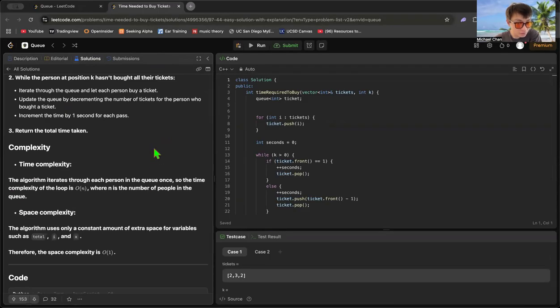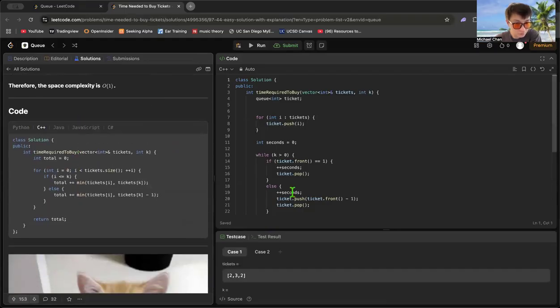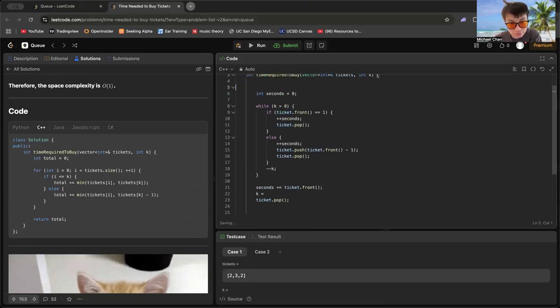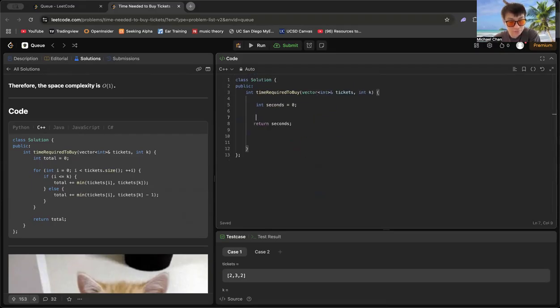Boy, what is this, bruh? Okay, so you don't put it in the queue. And then what's the logic in between here? What is the logic? Why is this so ugly? Okay, there we go. For i equals 0 and smaller than ticket size.